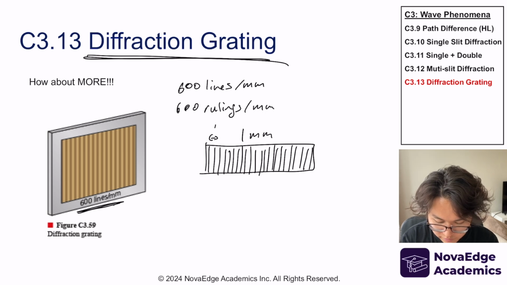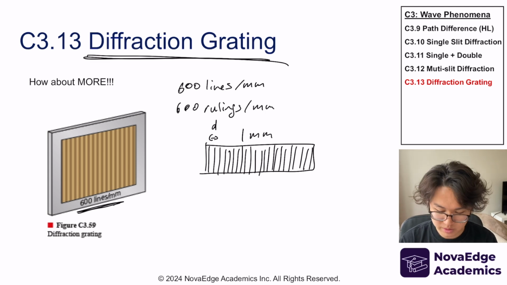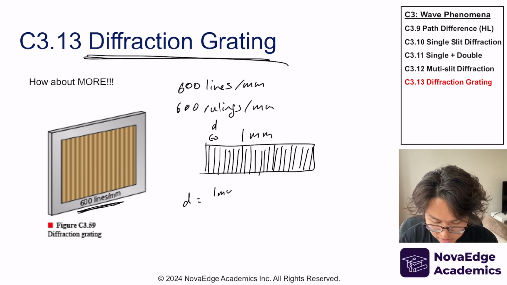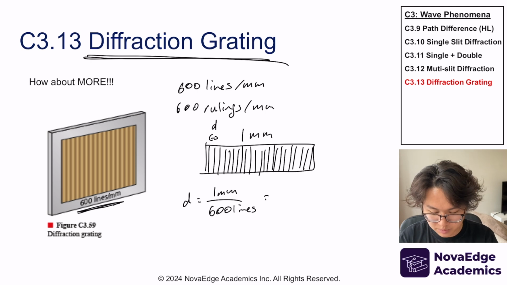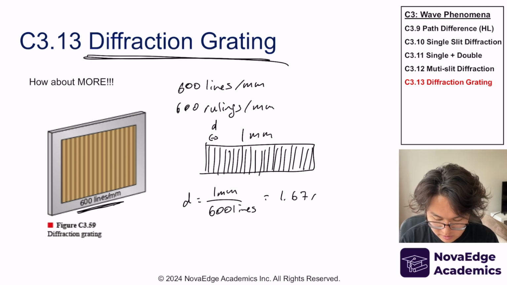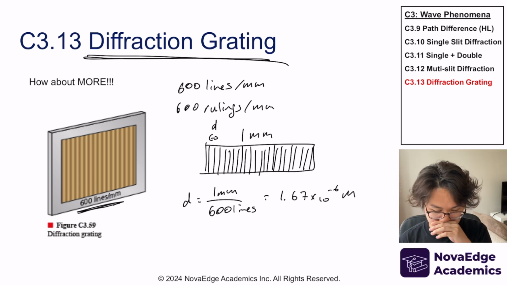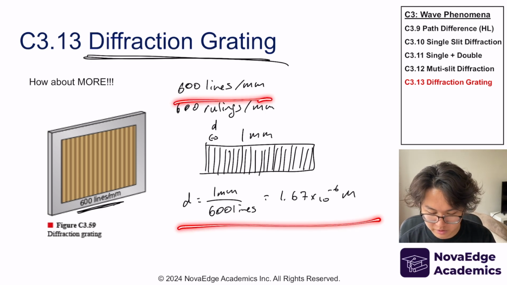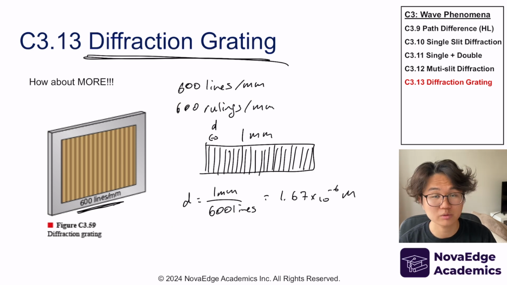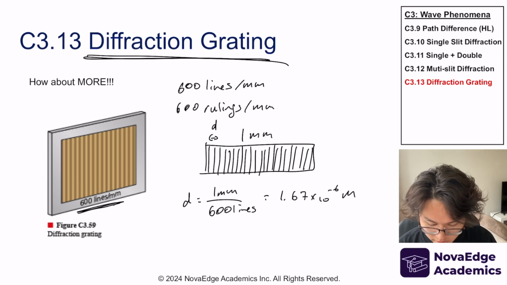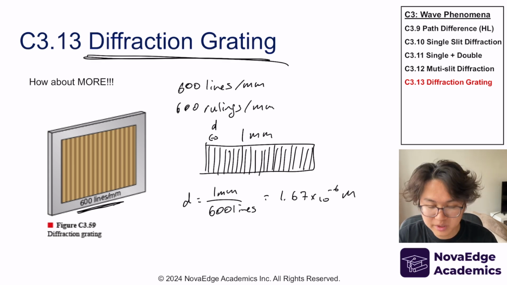And this way you can actually find the slit separation, d, because d is just 1 millimeter divided by 600 lines. So that's 1.67 times 10 to the power of negative 6 meters. Okay, that's d. So just by knowing this grating, you can find the slit separation. Really important stuff, by the way, that it's not really looked at in detail in your textbook or probably by your teacher.